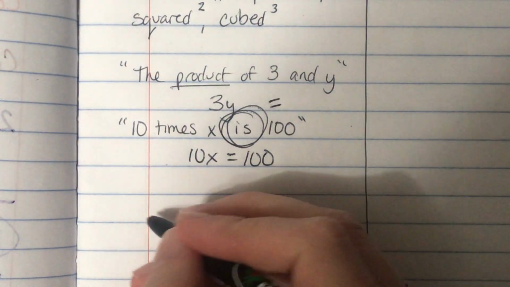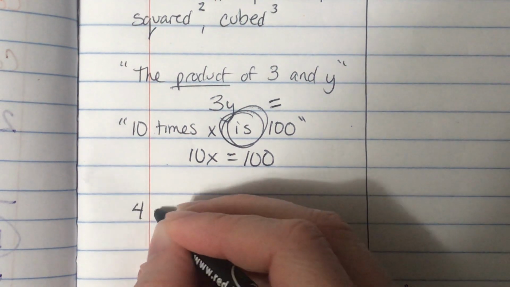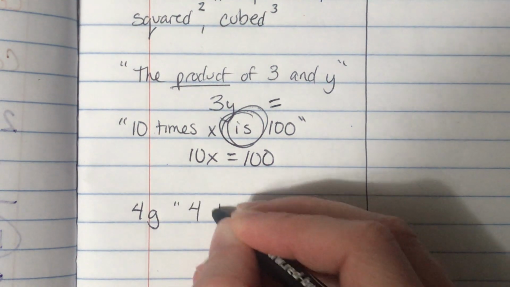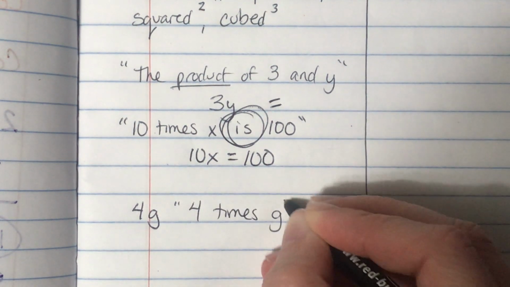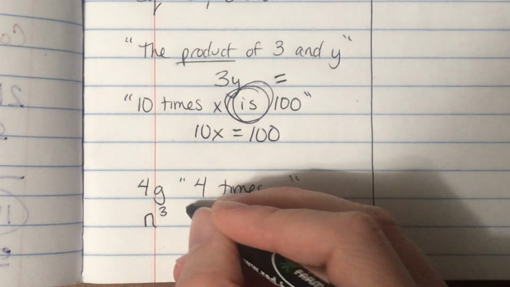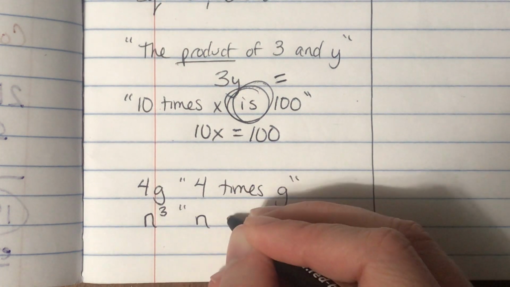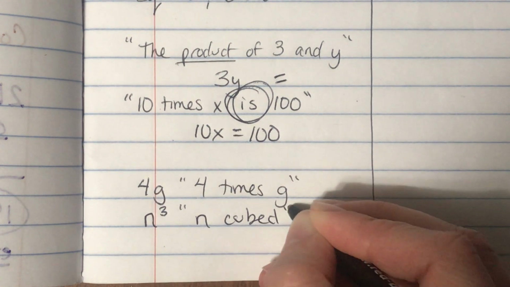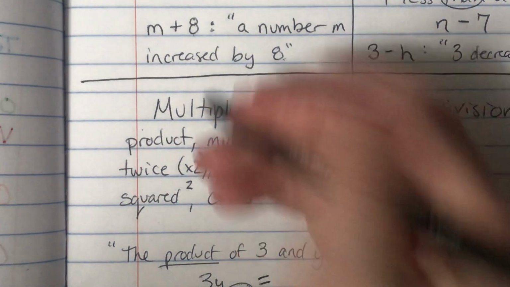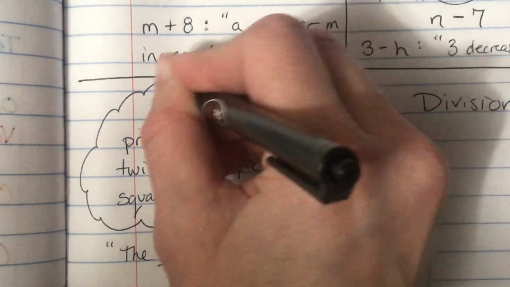And then, of course, we can go backwards, right? So we could say, what if I have something that looks like this? If I have 4 and then g. That's multiplication. So you could say something as simple as 4 times g. 4 times a number g. And also, let's do one with an exponent. So what if I said n with a 3? You could say n to the 3rd power, or you could say n cubed. Or if it's a 3, it's cubed. Or if it's a 2, it's squared. And so those are important multiplication words. So put a cloud around those. You're going to need those.